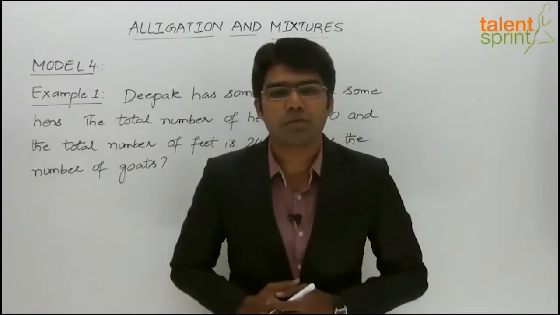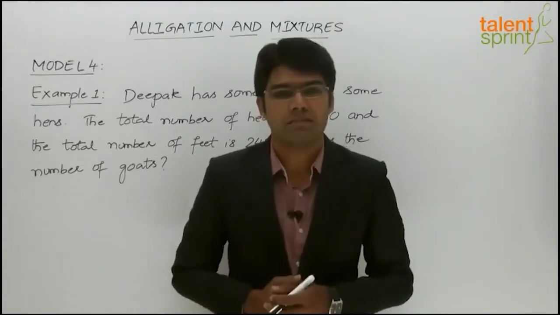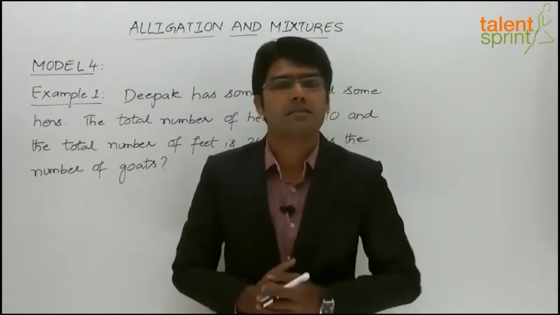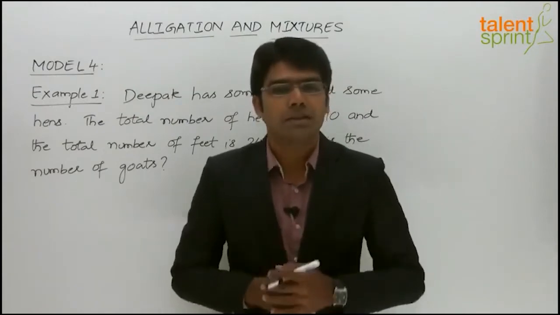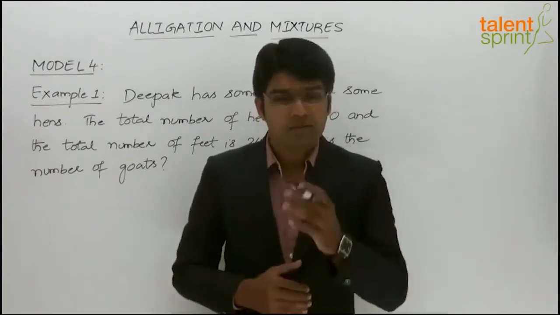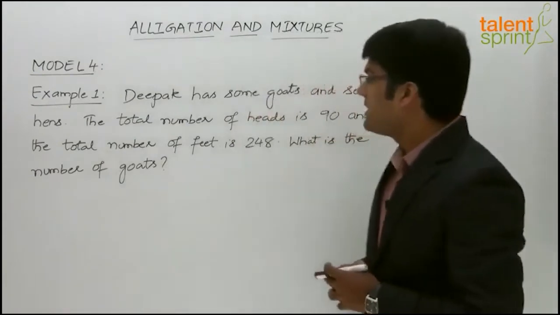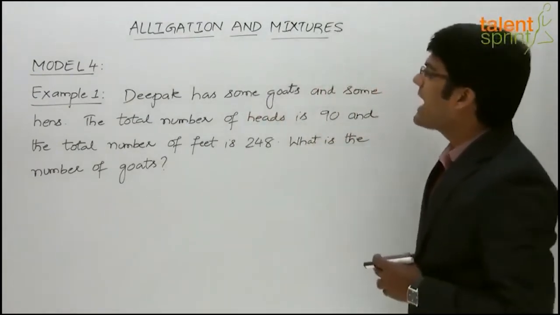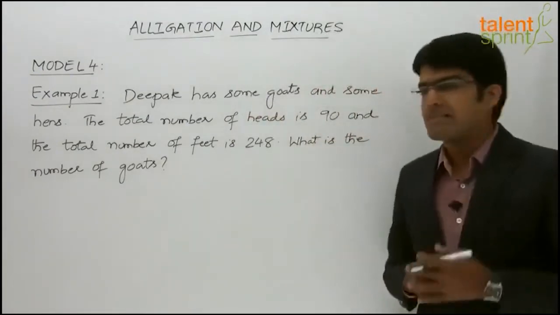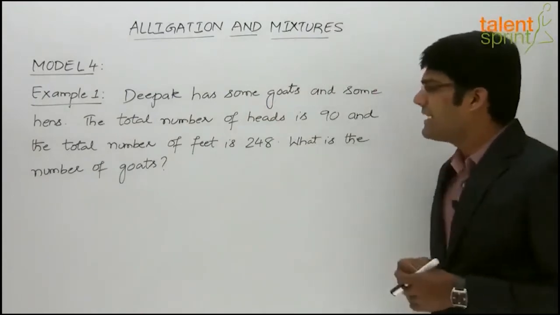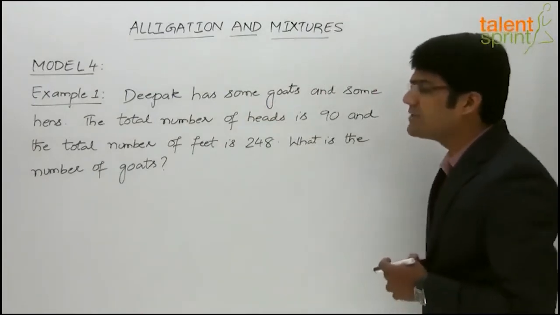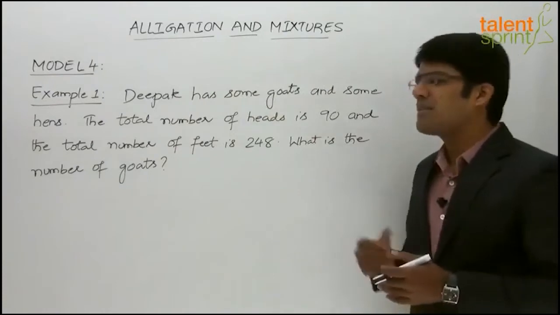Let us now take the fourth model from the topic of alligations or mixtures, where we should look at some miscellaneous questions which can also be answered using the alligation rule. Let's look at example number 1. The question here is, Deepak has some goats and some hens. The total number of heads is 90 and the total number of feet is 248. What is the number of goats?